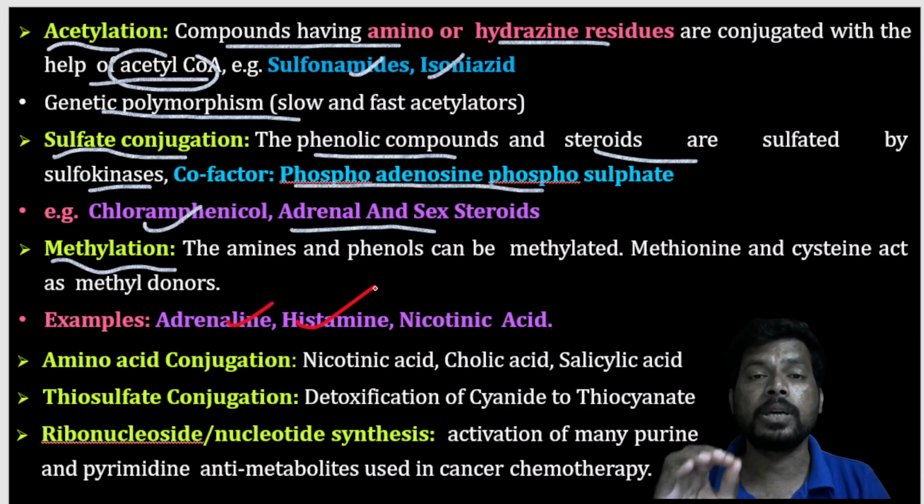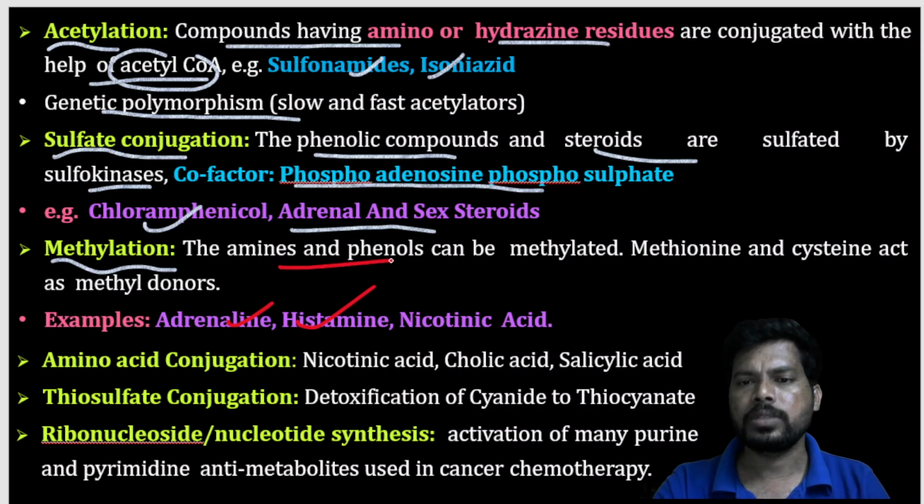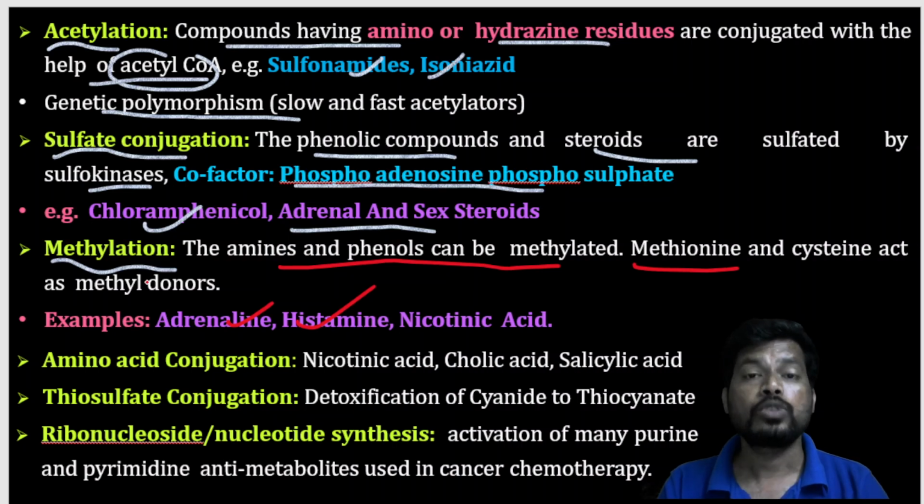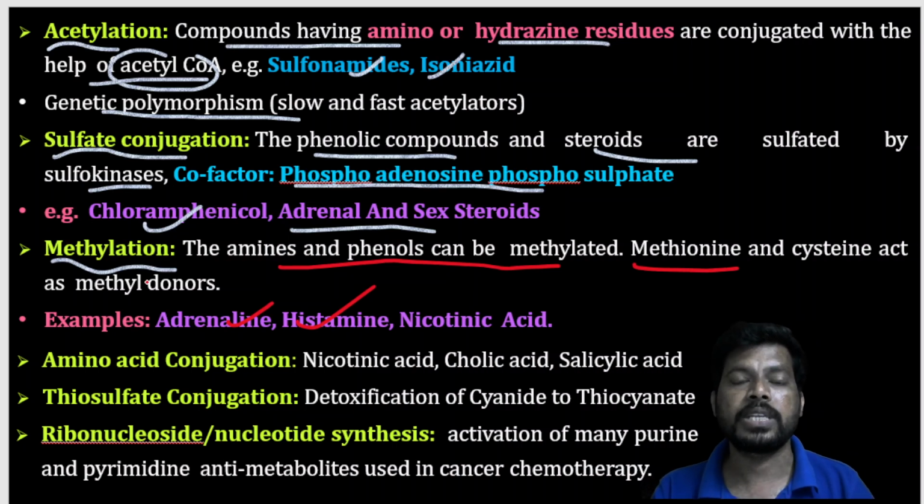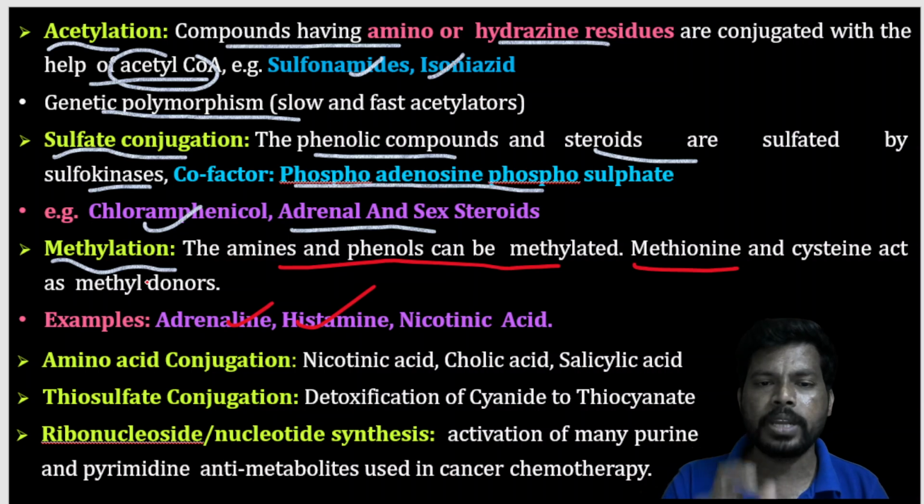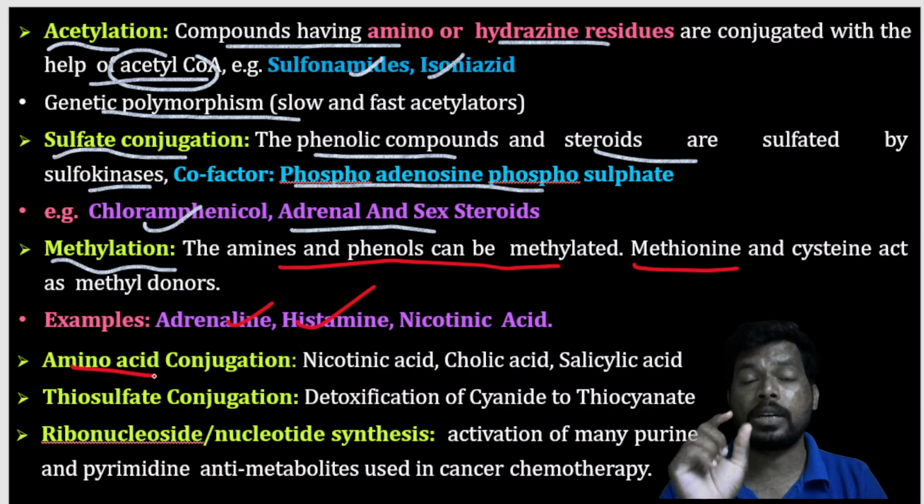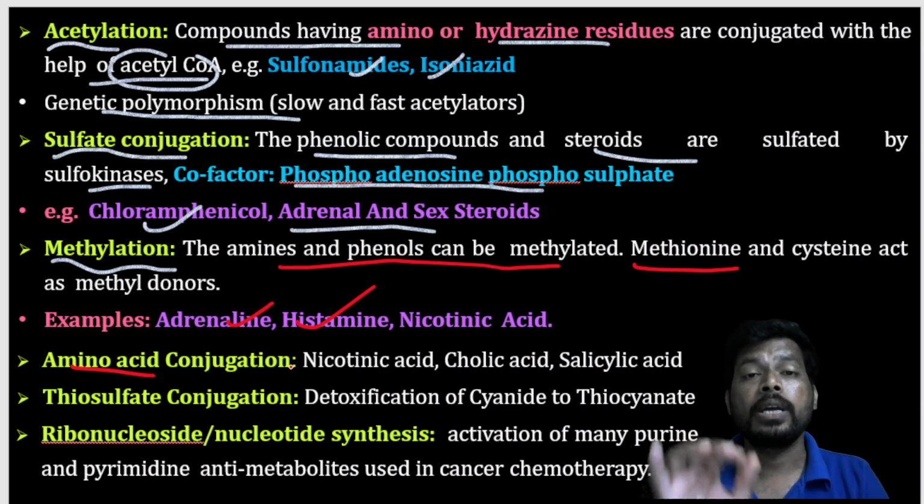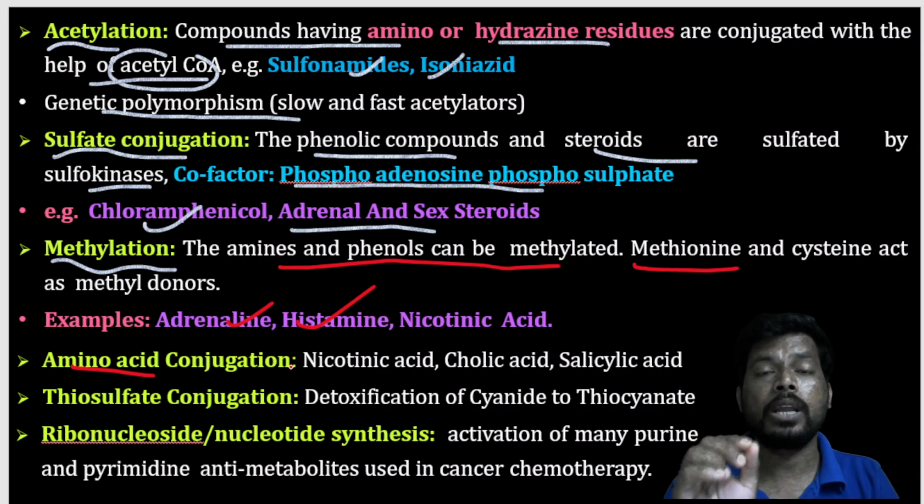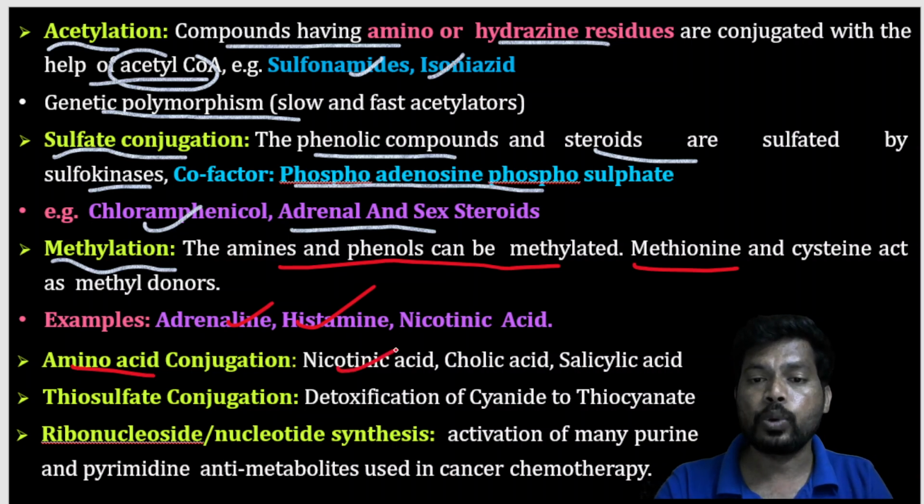Generally, biotransformation is responsible for inactivation. The amines and phenols can be methylated. Examples like methionine and cysteine act as methyl donors. Methylation is catalyzed by methyl transferase. SAM, S-adenosyl methionine, is the cofactor. Next, amino acid conjugation. Here the conjugation reaction involves the help of amino acids, and examples like nicotinic acid, uric acid, and salicylic acid undergo amino acid conjugation.